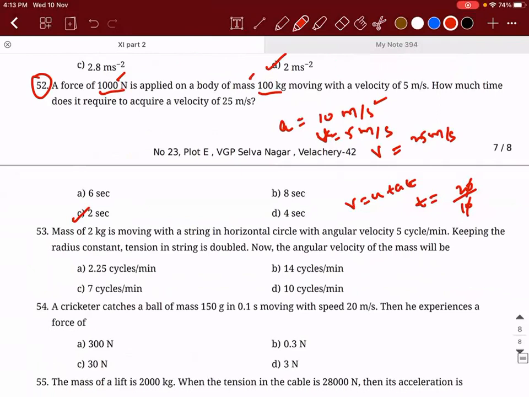Sir, this acceleration need not be exactly 10, right? It can also be lesser than 10 if there is some resistance. Yeah, resistance. But here in this question, it is not mentioned. Whichever is not mentioned in theoretical physics, you take it as an ideal system only.